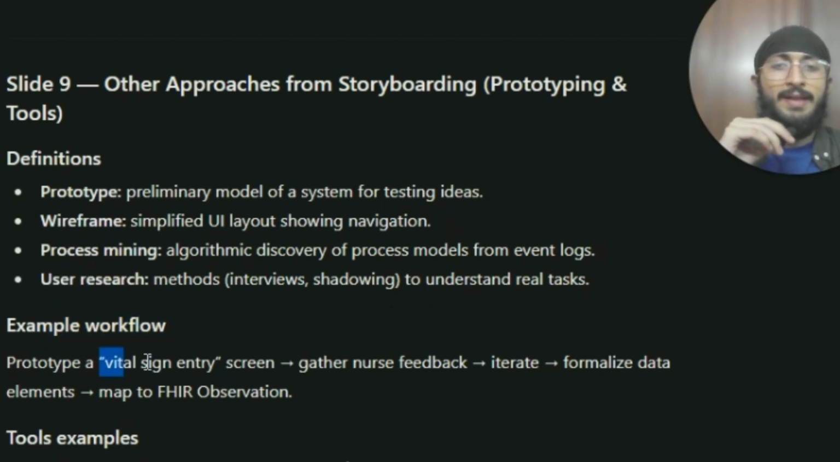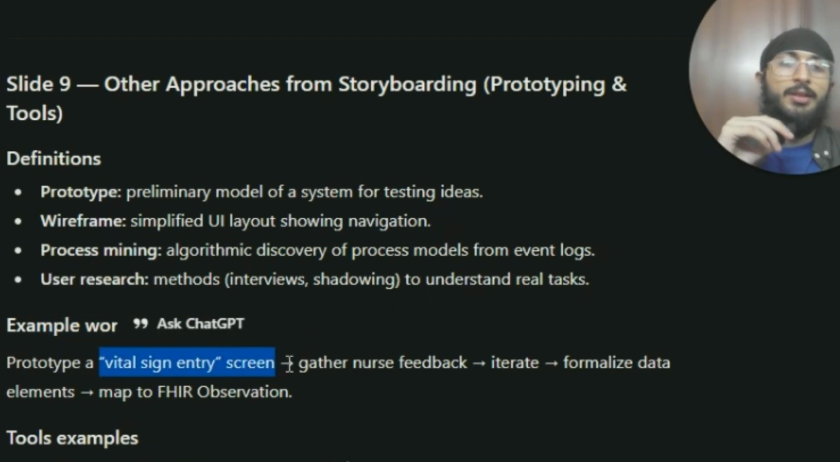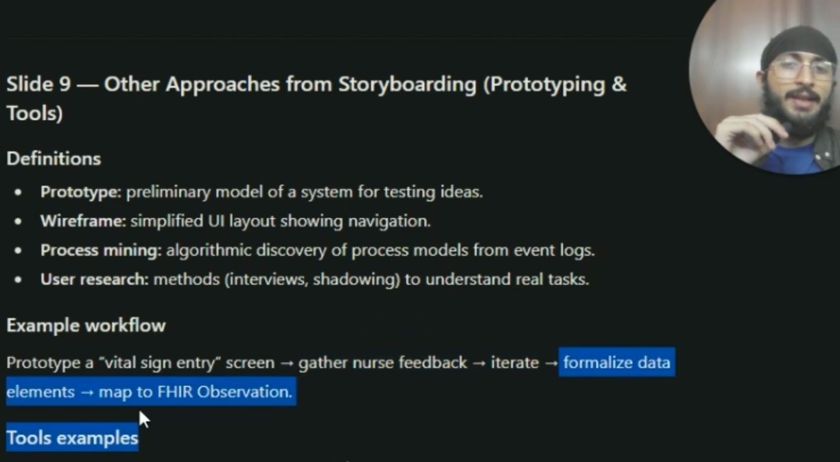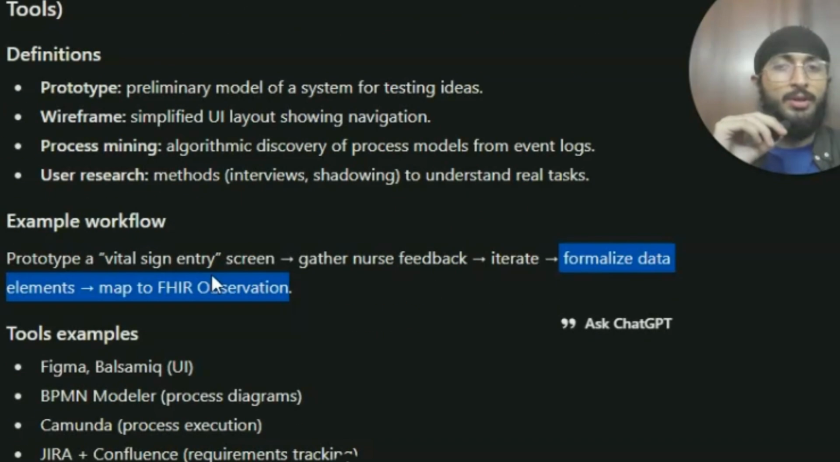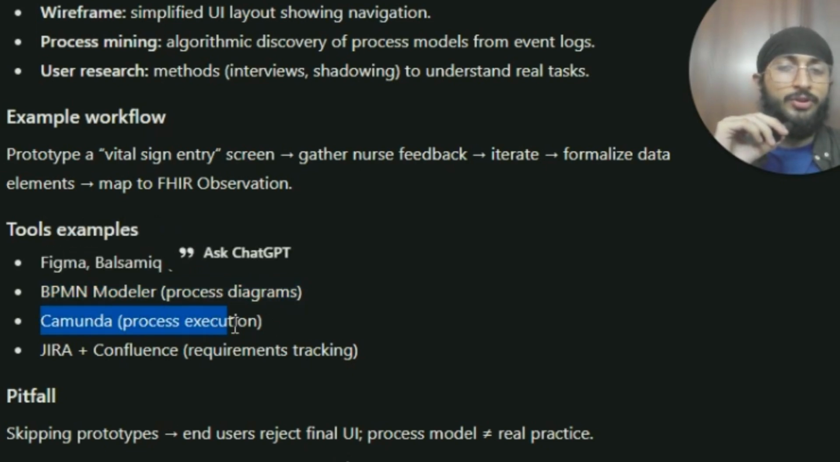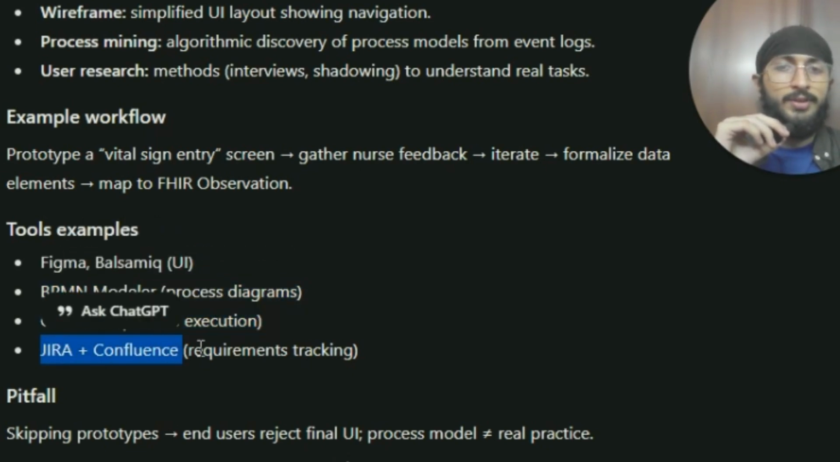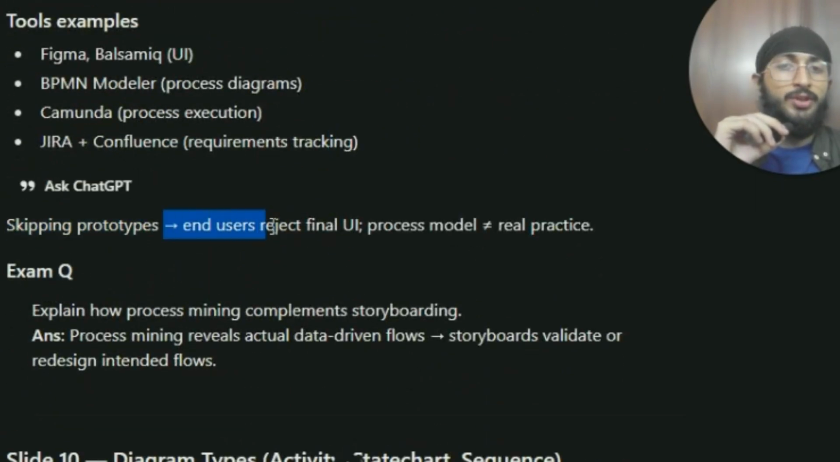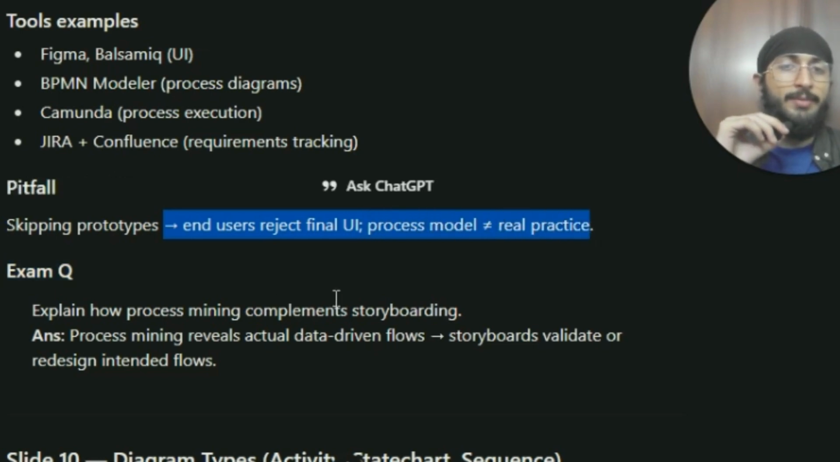Example workflow: prototype a vital sign entry screen, then gather nurse feedback by interviewing them, then iterate, then formalize data elements, and then finally map to FHIR Observation. Tools example, as I said, we use Figma as well, Miro, then Balsamiq for UI, then a BPMN modeler for the process diagrams, then Camunda for process execution, and Jira plus Confluence for requirements tracking. Pitfall is scaling prototypes, which leads to end users rejecting the final UI. A process model is not equal to the real practice.